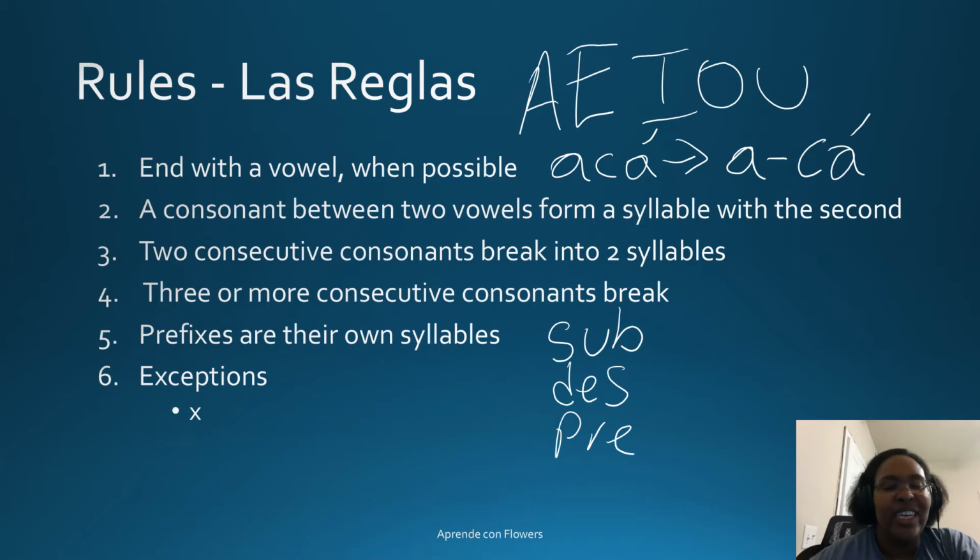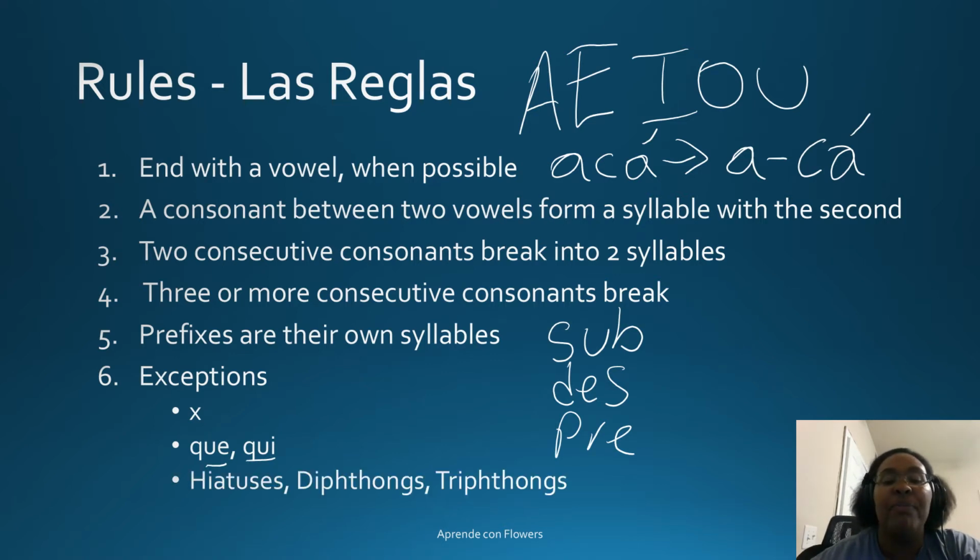X being a tricky little letter with 2 different sounds that I'll go over more when I talk about consonants. Just know it's tricky and doesn't really follow these rules. Que and qui, they also don't follow it either because they have 2 vowels that are always stuck to them. You will never see Q by itself, nor will you see a QU anywhere. Hiatus, diphthongs, and triphthongs are also ones that I want you to keep in mind. I'll be discussing them more when I talk about vowels, but just keep them in the back of your mind.